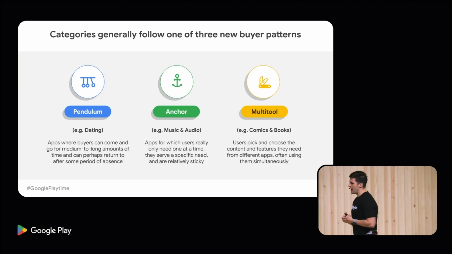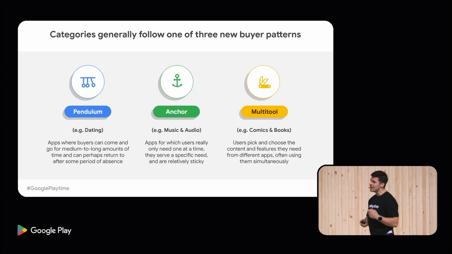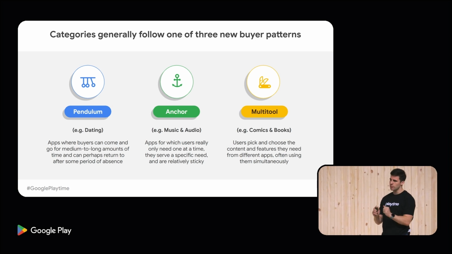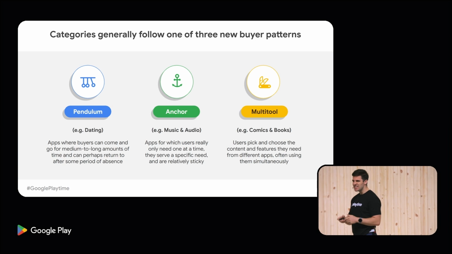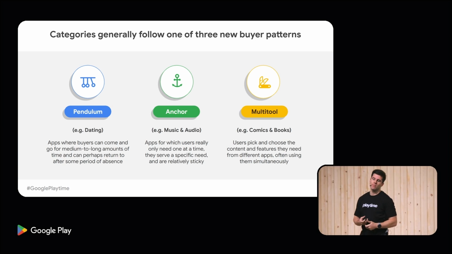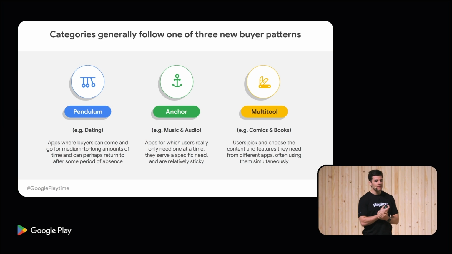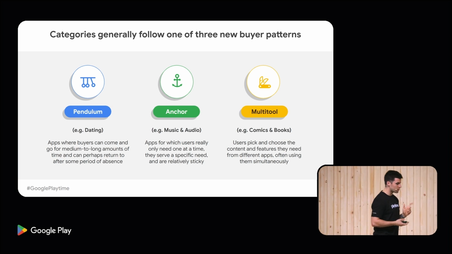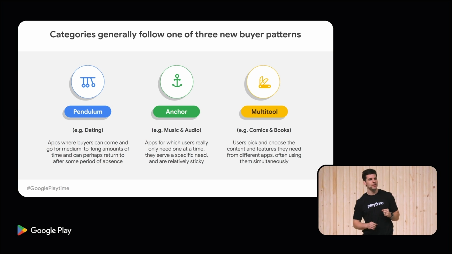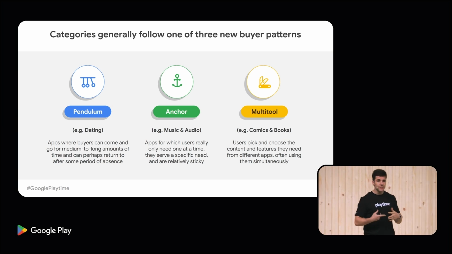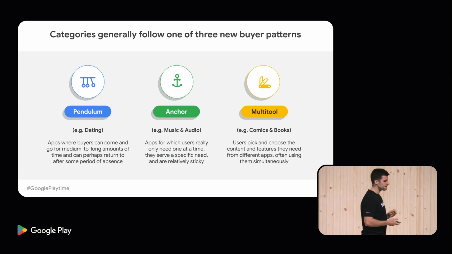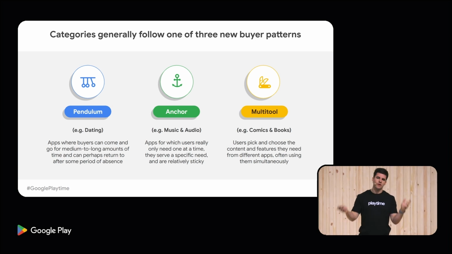Next are the anchor apps. Typically, a buyer will really only need one app in a category. This app will serve a very specific purpose, and they tend to be generally pretty sticky apps. So an example here might be a music app. And finally, we have the multi-tool apps. Now, this is where a buyer will go get some content from app A, buy content in app B, subscribe to app C, and this is going to be interchangeable and simultaneous. So an example here might be a books app. All right, we have our buckets. Let's sort the categories now.